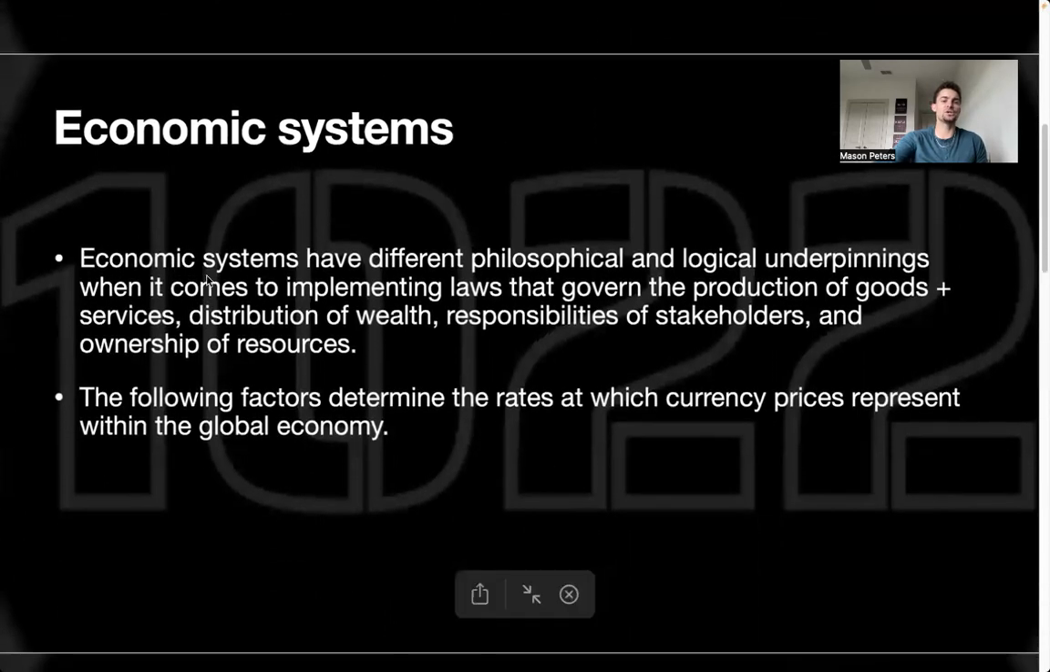And pay attention to, and try to take an idea and apply it to each bullet point of how that influences the exchange rate. Okay. So first, economic systems. Economic systems have different philosophical and logical underpinnings when it comes to implementing laws that govern the production of goods and services, distribution of wealth, responsibilities of stakeholders, and ownership of resources. The following factors determine the rates at which currency prices represent within the global economy.